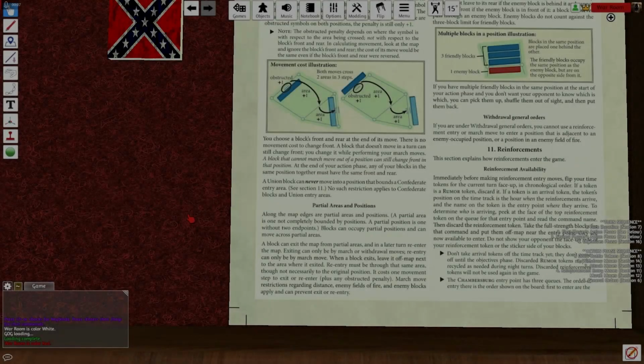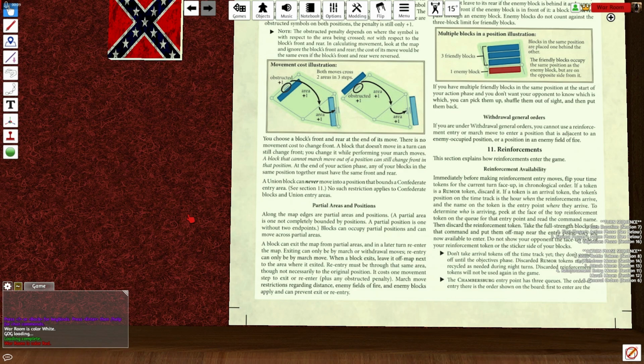So now let's go ahead and talk about partial areas and positions. Obviously the game board is a square, so it doesn't cover every single segment of the area of Gettysburg properly. So you have some edges that are partial areas and positions. As I'm reading from the book, a partial area is one not completely bounded by positions, or a partial position is one without two endpoints.